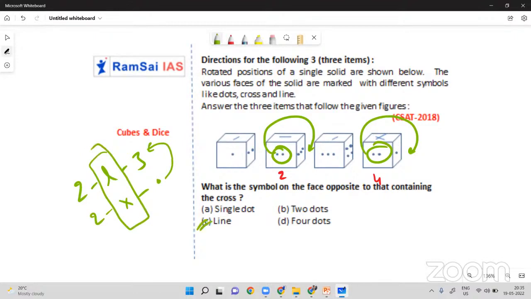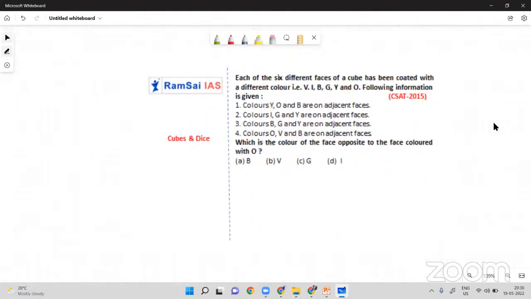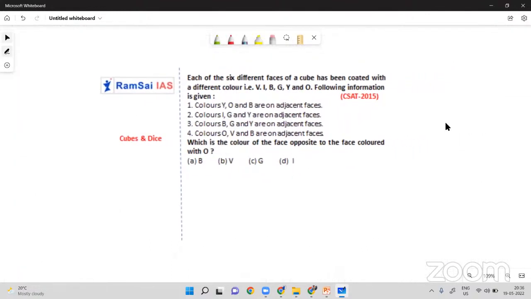Guys, hope now you felt it a very simple topic, right? This is a part of logic which I always follow. Now the next question, it was asked in 2015, but it is a bit different from the previous one. Each of the six different faces of a cube has been coated with a different color, that is VIBGYO. Following information is given, then which color face is opposite to the face colored with O? So what is opposite of O? We need to find out.